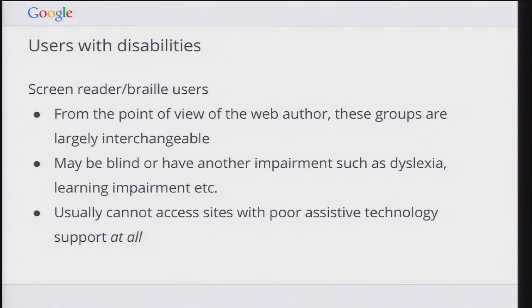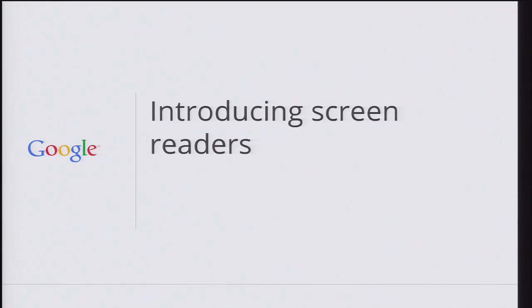So screen reader and braille users are a much smaller number. From the point of view of a web author, these groups are largely interchangeable, even though the way they access the page is going to be slightly different. Especially in the case of screen reader users, they may or may not actually be blind. They may have another impairment, such as dyslexia or a learning disability. They may not be able to read. They may not be able to read the target language. They may be temporarily unable to read, such as recovering from laser surgery, or getting motion sick, that kind of thing. But by and large, the thing to remember with these users is without assistive technology, they're not going to be able to access the site at all. So this is the Flash situation. All right, so screen readers.